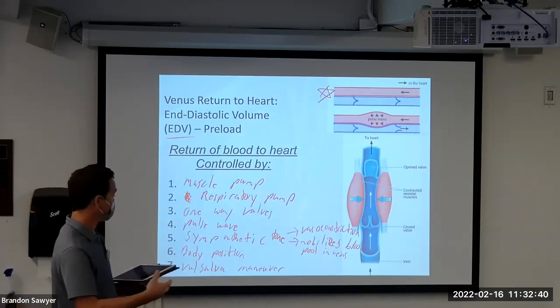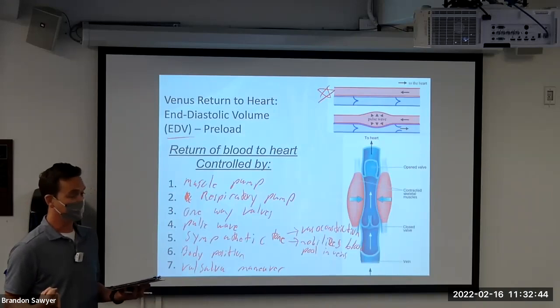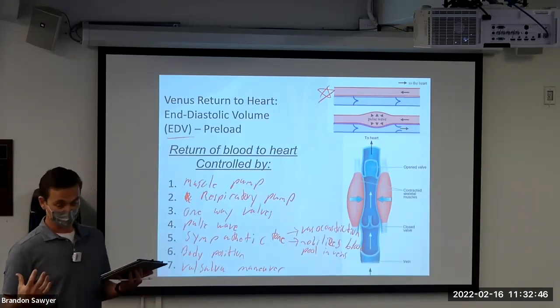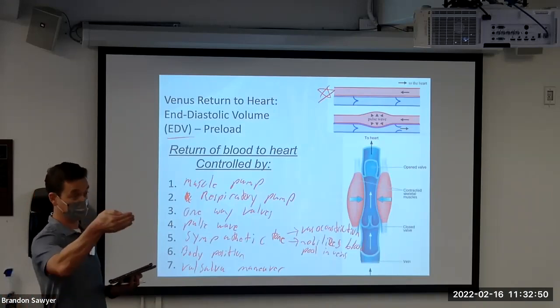And that's the same idea with the Valsalva maneuver. You're holding, you're bearing down, you're pushing hard, and that makes it very hard to get any blood back into your heart, and definitely hard to get it out.